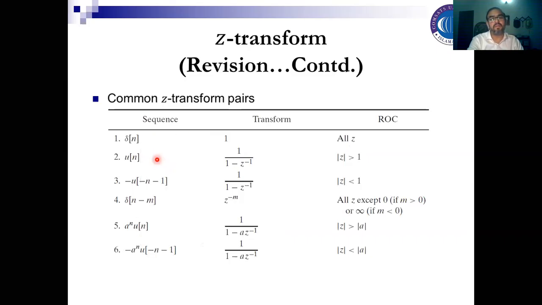If the sequence is u of n, then the z transform is 1 over 1 minus z inverse. Okay, so this is the z transform of u of n, and mod z is greater than 1 in that case. So 1 is not included in the region of convergence. This means that its Fourier transform does not exist.